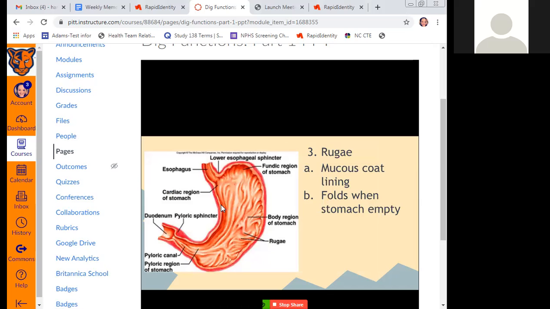The stomach has what we call rugae, okay? Rugae is the mucus coat lining of the stomach, because if the stomach is so acidic, then how does it not eat itself from the inside out? The rugae help keep us protected from those stomach juices entering the rest of our body. The rugae will stretch and allow the stomach to stretch, and then when your stomach empties, it will come back together.